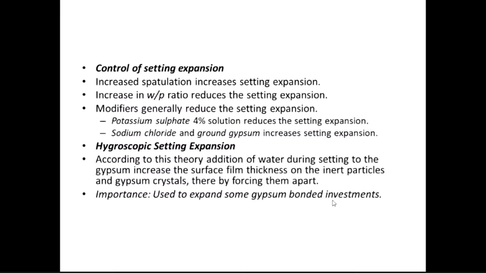How do you control the setting expansion? Increasing the spatulation will increase the setting expansion, and vice versa. When you increase the water, it reduces the setting expansion. Modifiers usually reduce the setting expansion, like what? Potassium sulfate, sodium chloride.